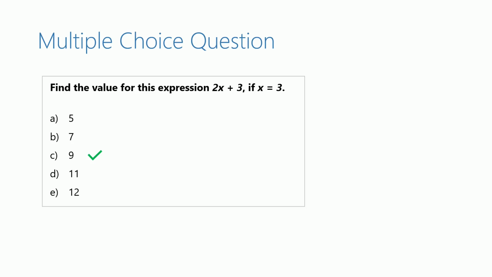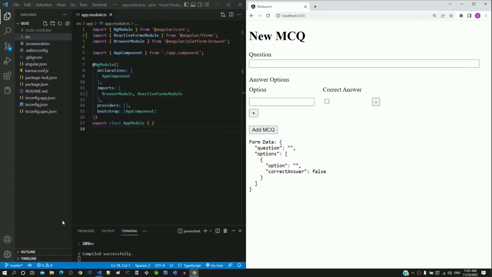I have implemented a form to demonstrate capturing details of a multiple choice question. The question text is captured in the question input text element. I am typing the sample question here as find the value of the expression 2x plus 3 if x equal to 3.